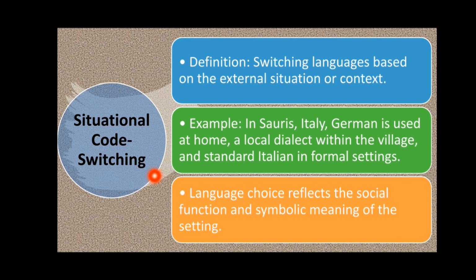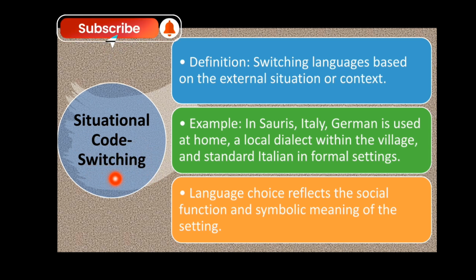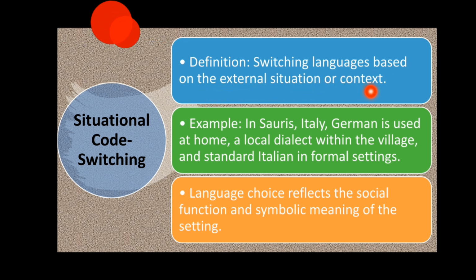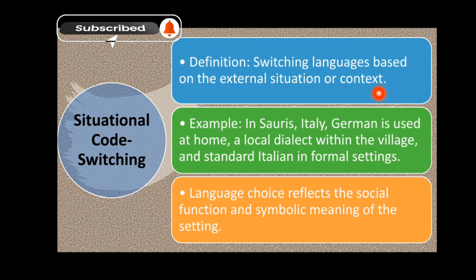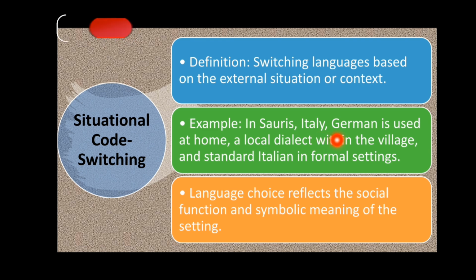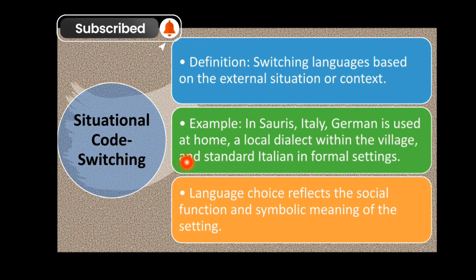Okay, so situational code switching. What is situational code switching? Definition: switching languages based on the external situation, or sometimes the external situation and context compel you to switch from one language to another. Example: in Suries, Italy, German is used at home, a local dialect within the village, and standard Italian in formal settings.